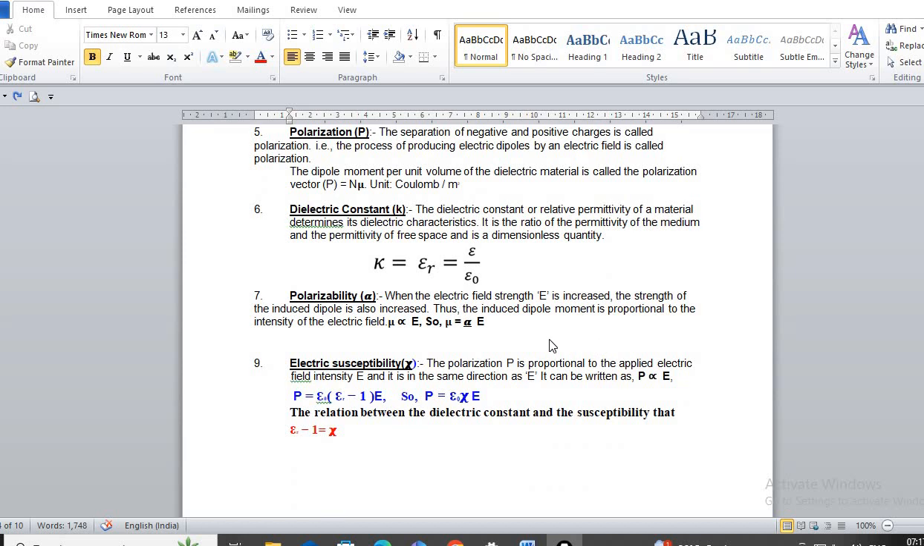Now, one of the important parts is polarizability. It's a simple word, a simple addition of polarization and ability. So we're just adding two words: the ability to be polarized. When we apply an external field, the atoms or the molecules form dipoles. So this is the idea about polarizability.